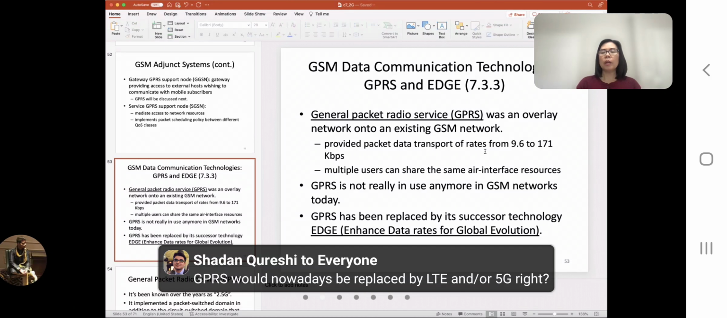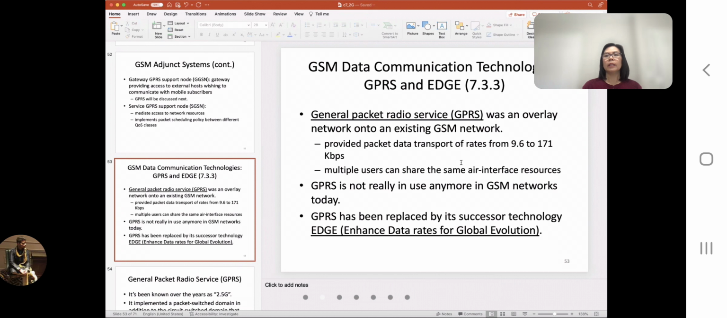Exactly, GPRS would not be used anymore. GPRS is in 2G networks. Right now we don't use GPRS anymore. If there are still 2G networks existing, but I don't think there are now, then GPRS has been replaced by EDGE, right? EDGE stands for Enhanced Data Rates for Global Evolution. So we'll see these two technologies later.